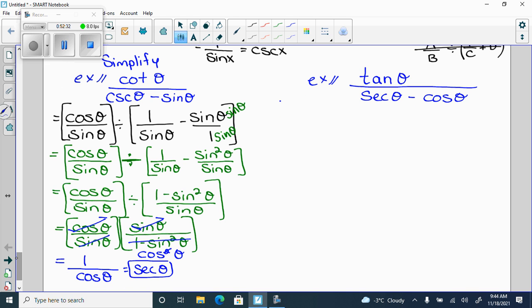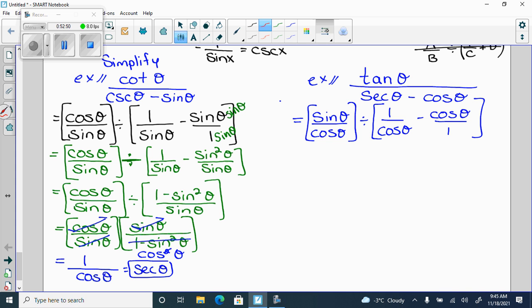Okay, this one: tan theta is sine theta over cos theta, divided by secant, which is 1 over cos theta, minus cos theta over 1. What do I need? A common denominator. So I'm going to multiply by a cos theta and a cos theta. So I'm going to get sine theta over cos theta, and then the division sign. I'm just going to erase that.